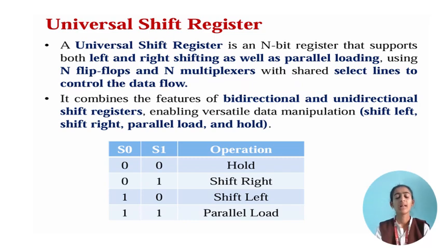They have S0 and S1 operations. For 0 0, the operation is hold. For 0 1, the operation is shift right. For 1 0, the operation is shift left. And for 1 1, the operation is parallel load. These are universal shift registers.